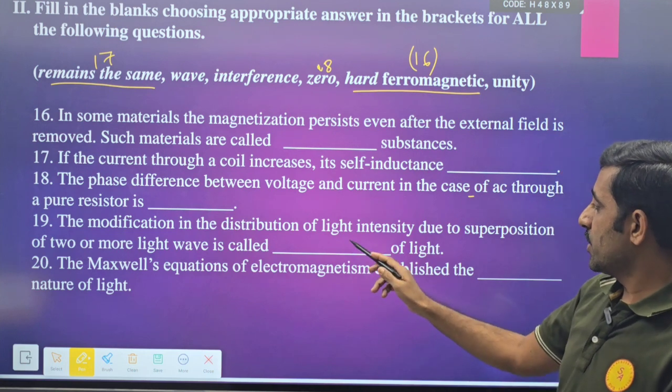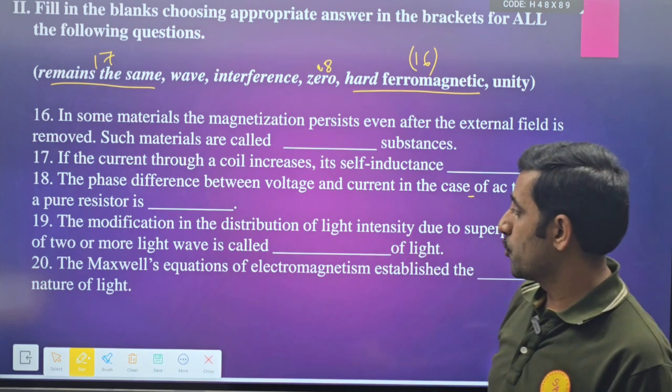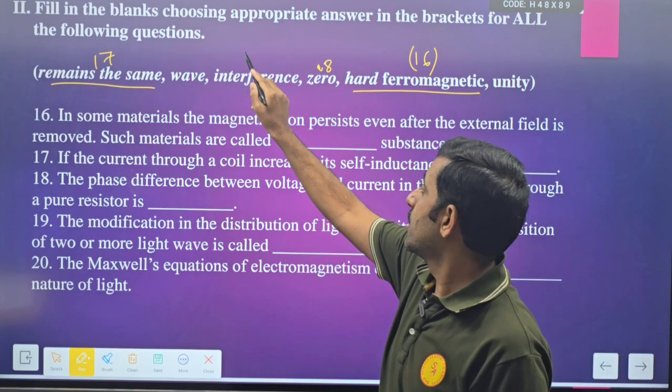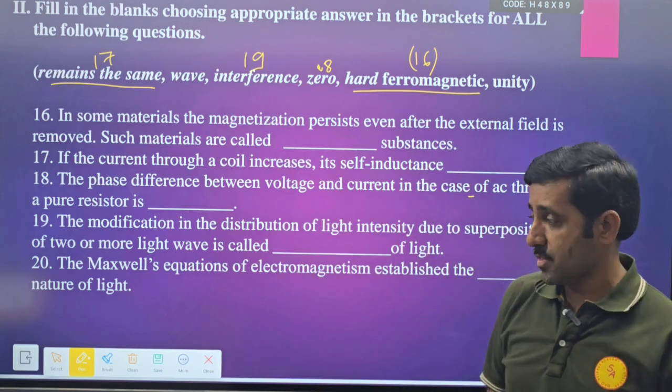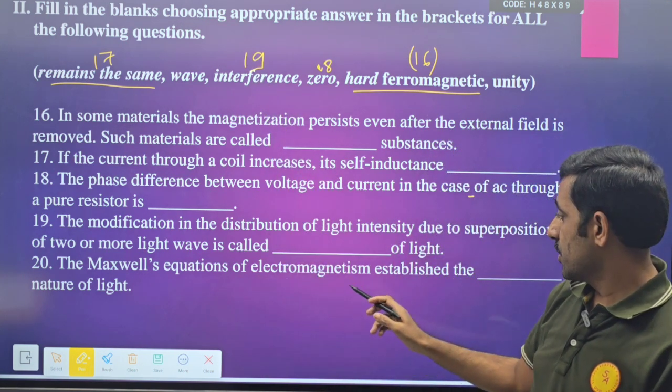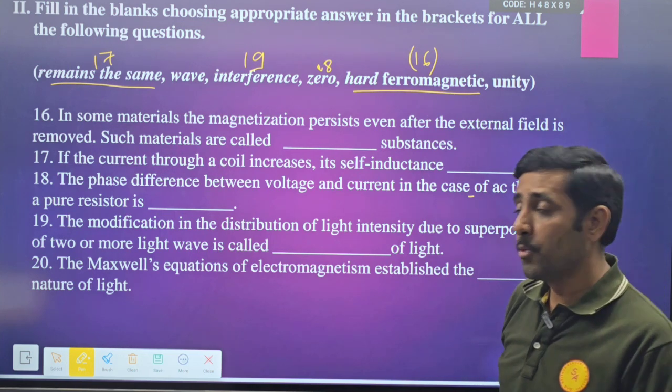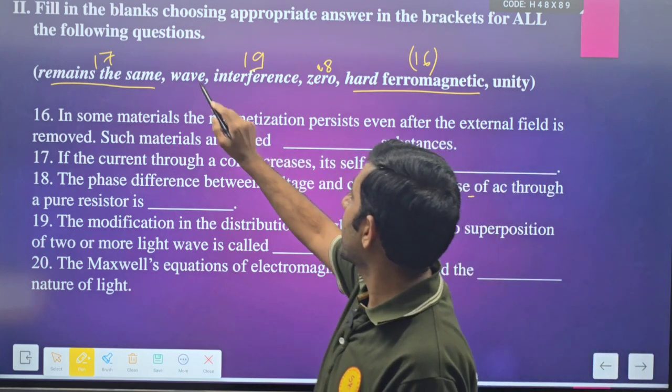The modification in the distribution of light intensity due to superposition of two or more light waves is called interference. It's a definition of interference. The Maxwell's equations of electromagnetism established the dash nature of light, electromagnetic wave theory. It is wave nature of light.